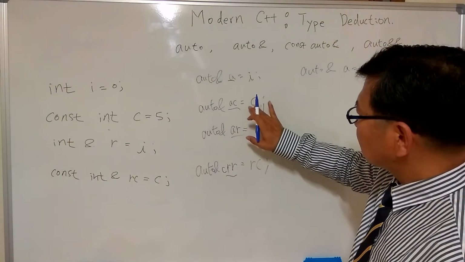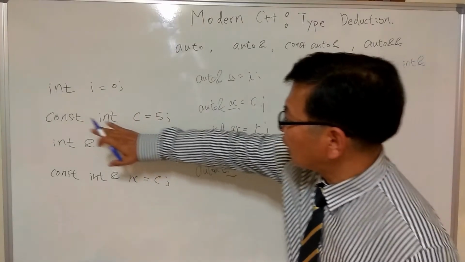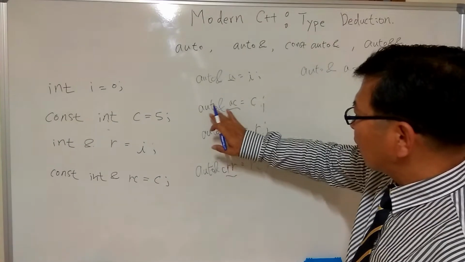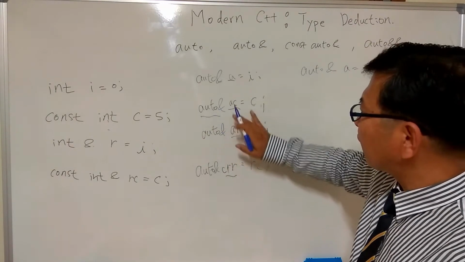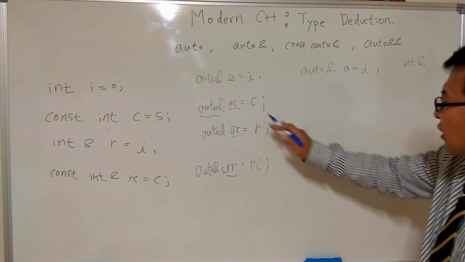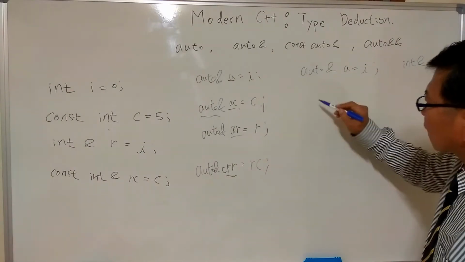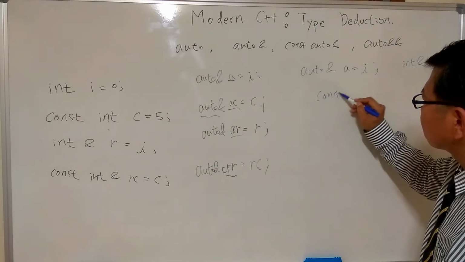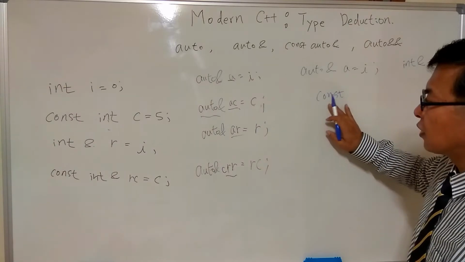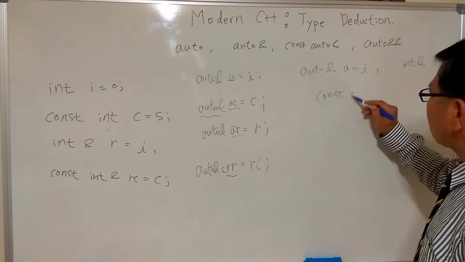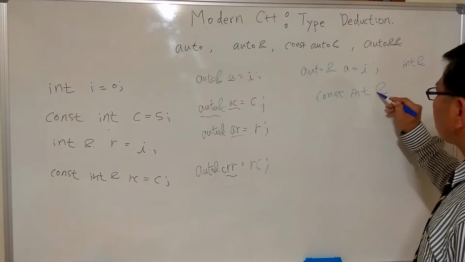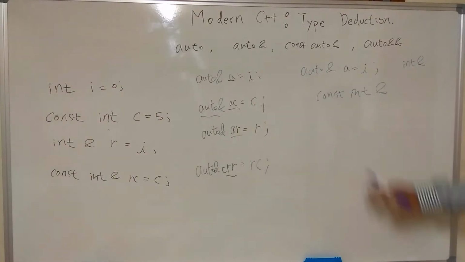Now here, let's see. C is constant int, and AC is declared auto reference. What will be AC's type? AC's type will be constant int reference. It will be like this.